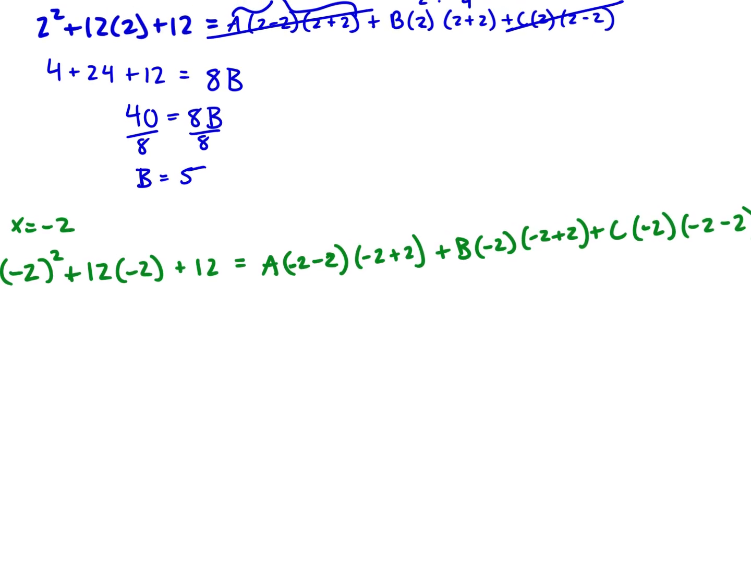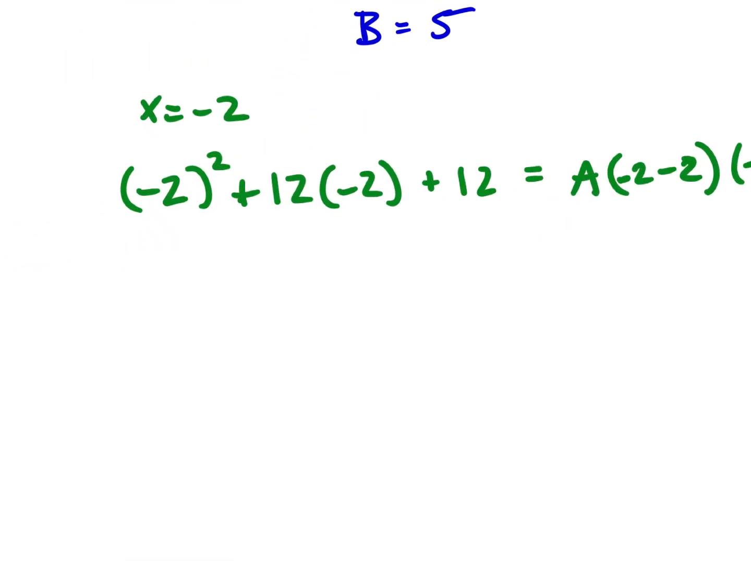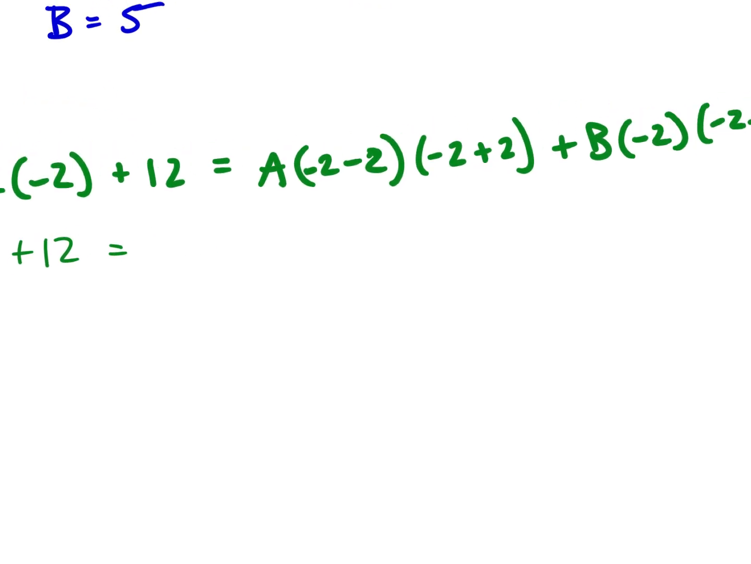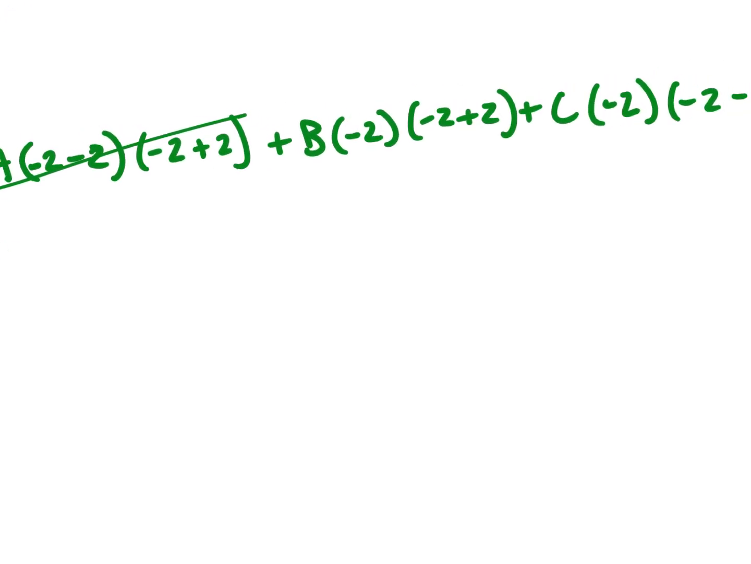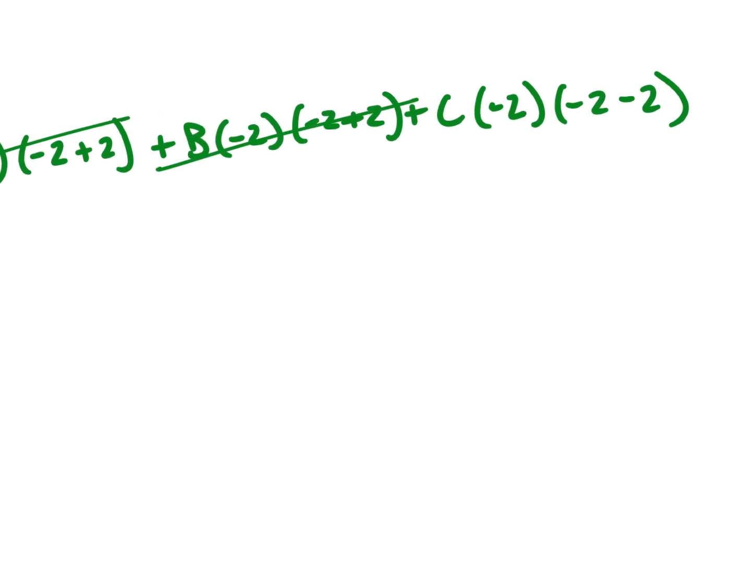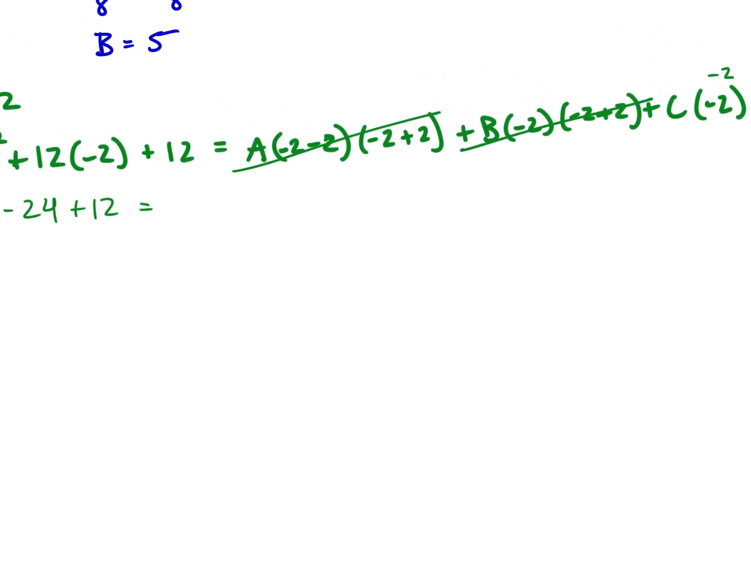So we're going to solve one step at a time here. Let's start with our left side. Negative 2 squared would be 4 minus 24 plus 12 equals, if you want to keep solving your left side till you get a value, you can do that. I'm going to move on to the right side for now. What is negative 2 plus 2? 0. So this cancels. Here again we have negative 2 plus 2. So what happens to the B? It cancels. It goes away. B times 0 would just be 0. And then here we've got negative 4 times negative 2. What's negative 4 times negative 2? 8. So 8C.